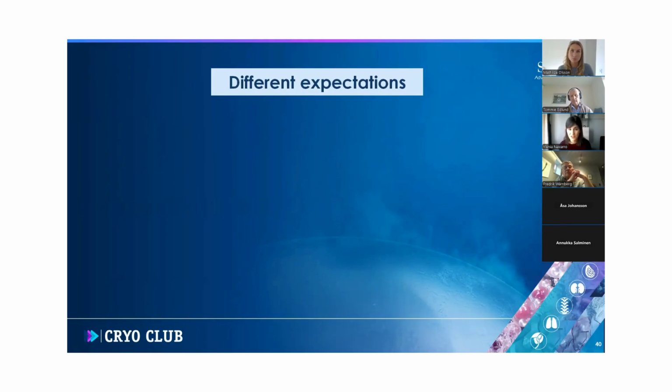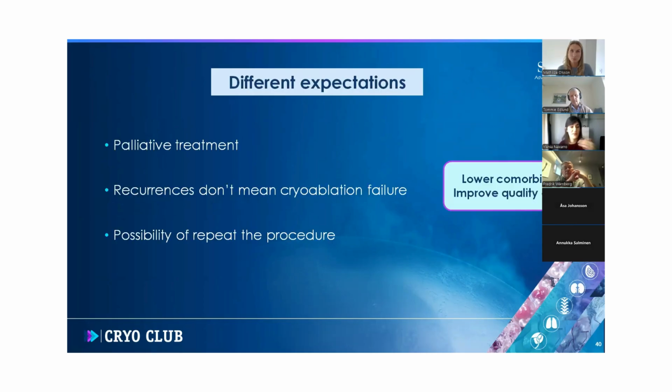So of course we have to change our expectations. It's more like a palliative treatment, not a curative treatment, as I said before. Recurrences, of course, are not going to mean that we failed, we try. And in some cases, we have the possibility of repeating the procedure. It's an easy procedure to do technically, especially for breast radiologists. And it has almost zero morbidity for the patient, so we can try again.